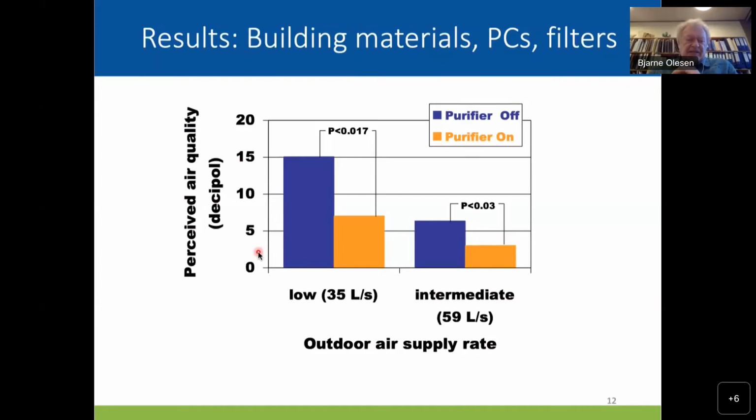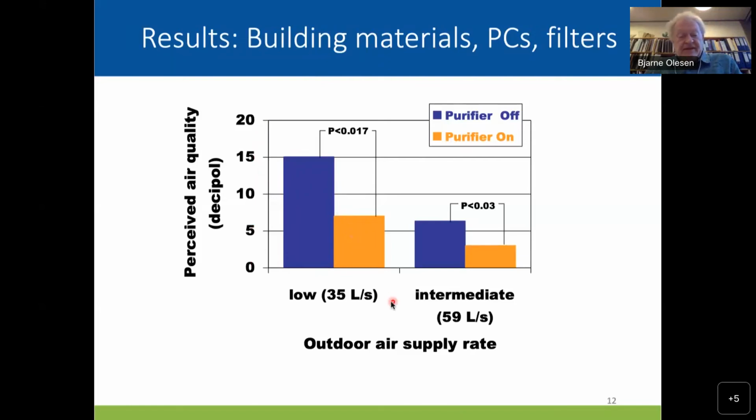And that is some test we did years ago on an air cleaner. And we see here a test where the sources for the pollutants are building materials or used filters. And we measured how people felt. So we were using people as our measuring instrument, a panel, to say how good they found the air quality. The higher number on this scale here is the worse it was. And if you look at the blue and the orange, you see with the air purifier on, that's the orange, we found a better air quality, a lower number.